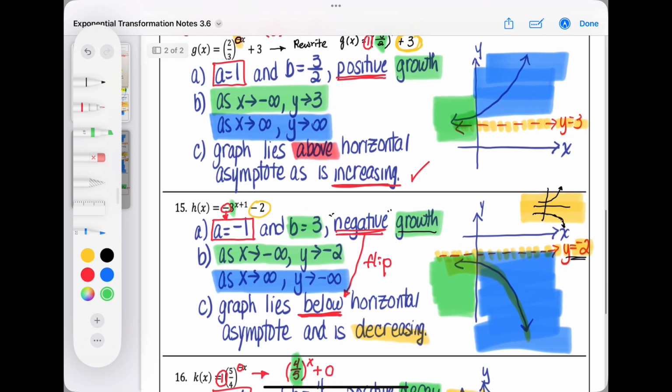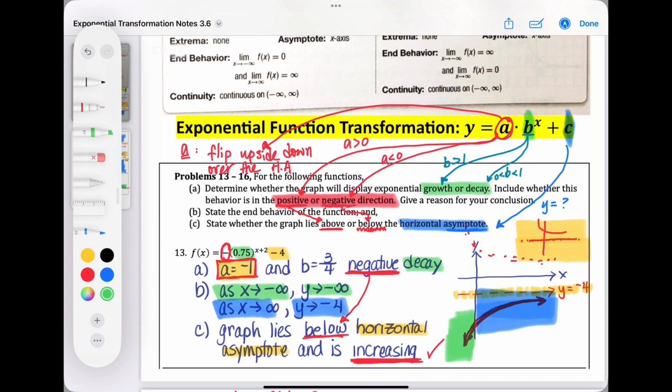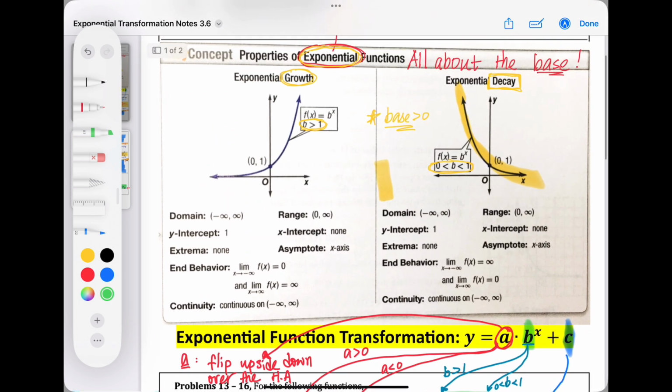So one more time, the ABC of function transformation still matches the knowledge we learned. And yes, indeed, exponential function is all about the base. So either growth or decay, but we're going to have fun. Can I flip the picture upside down? And yes, and that's it.